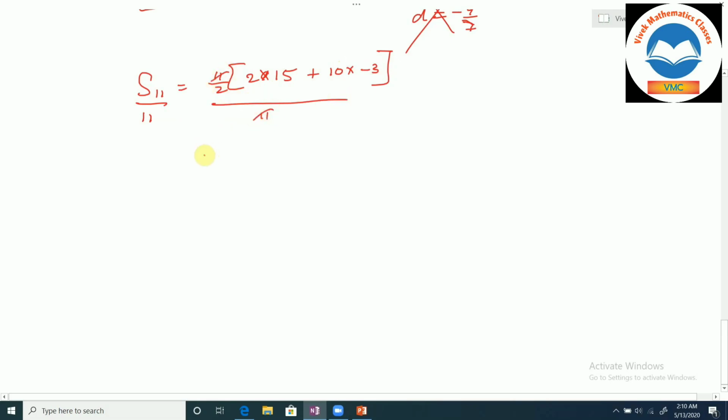11 will be cancelled out. This 2 will be 1 by 2 bracket 30 minus 30. 30 minus 30 will be how much? We are getting 0.